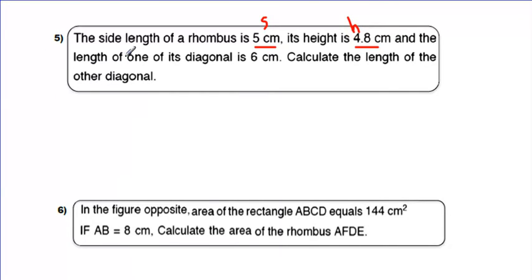And the length of one of its diagonals is 6. It may be D1. Calculate the length of the other diagonal. So I will write the rule of the diagonal.